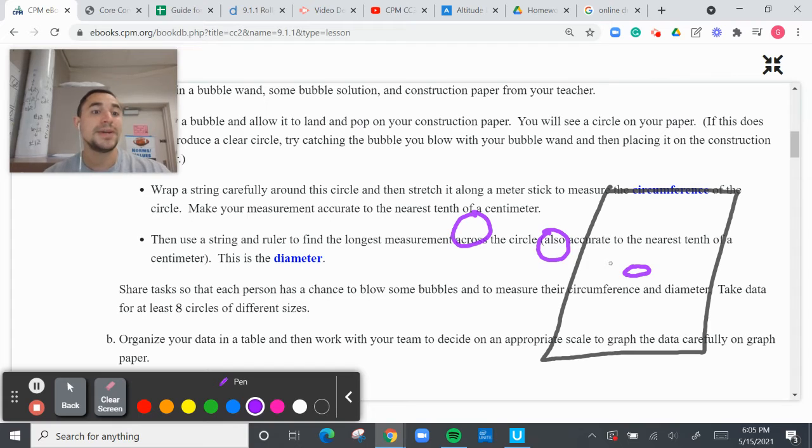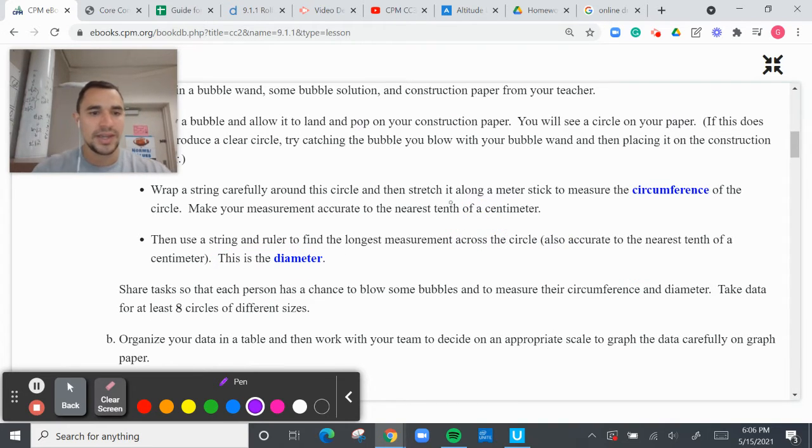And that would be a measuring of the entire circumference of where it landed before it popped. And also we can measure the diameter. So again, we can measure the around measurement and the diameter, and they're probably going to be different sizes.